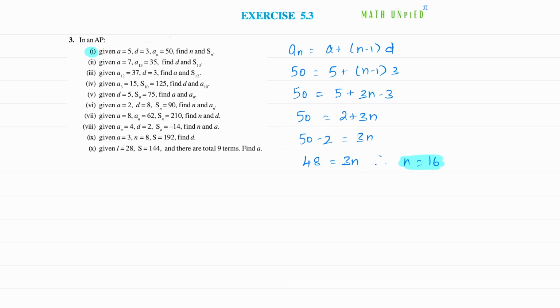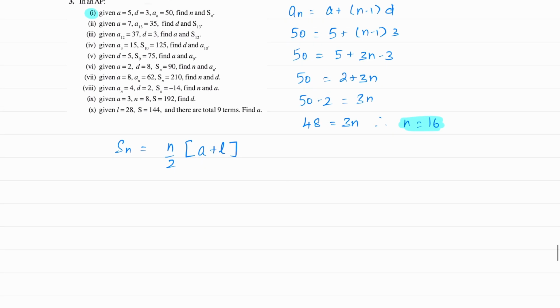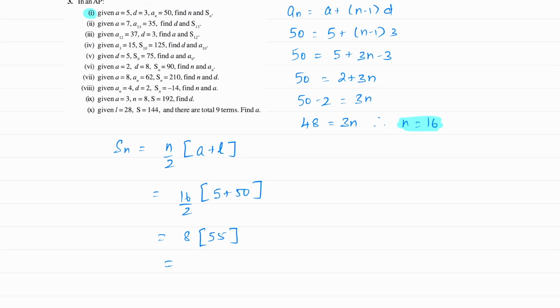So what is the formula for Sn? Sn equals n over 2 times a plus l, where l is the last term. So this is 16 over 2 times a is 5 and last term l is 50, and this is 8 times 55, which is equal to 440. So n equals 16 and S16, or sum of n terms, equals 440.